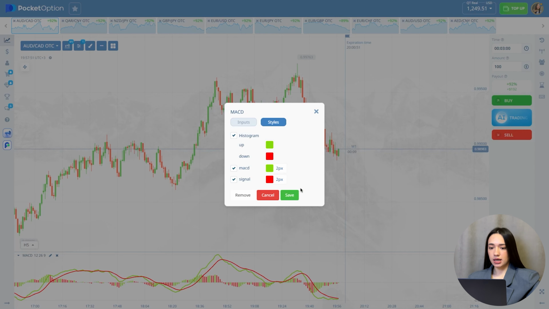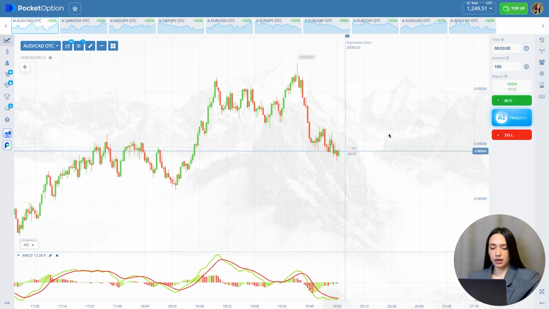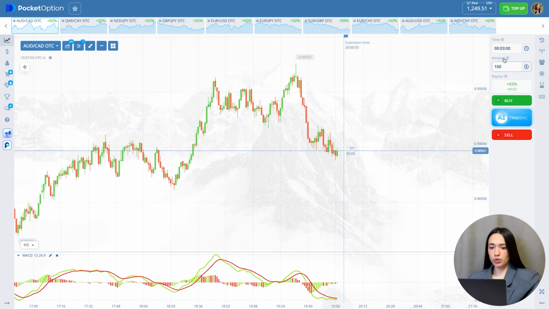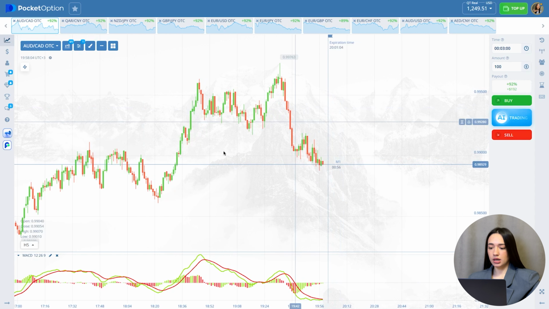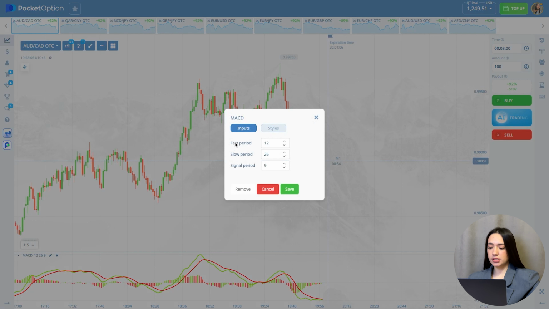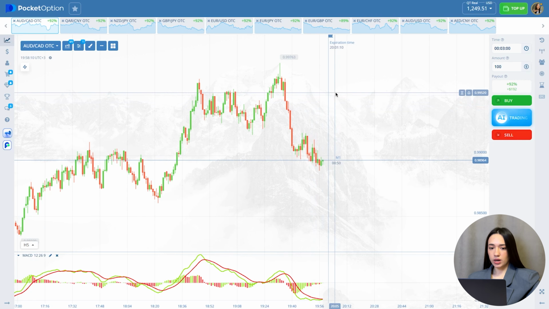So we click Save. And we'll be opening trades with a 3-minute expiration time, and we'll be analyzing the charts on the 1-minute time frame. Overall, these settings are well suited for this trading approach. Well, let's start the analysis and find the first most profitable entry point.